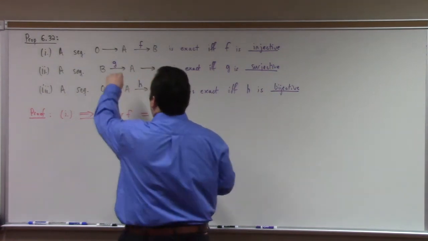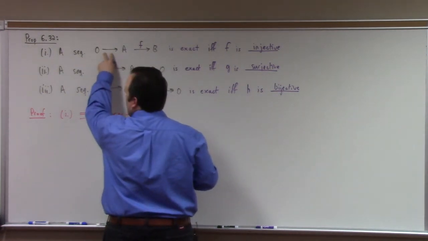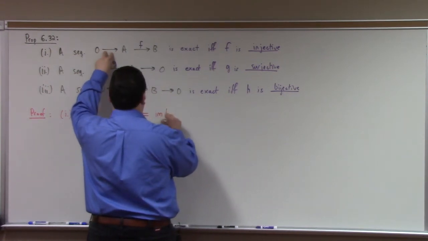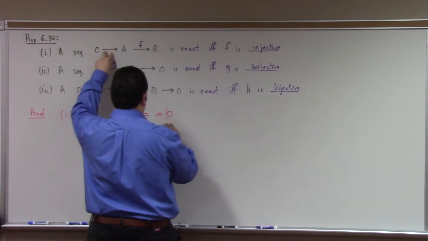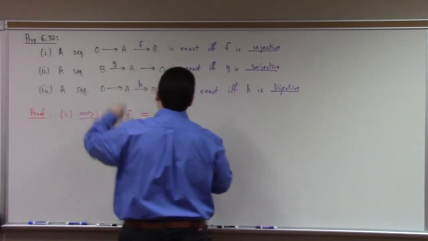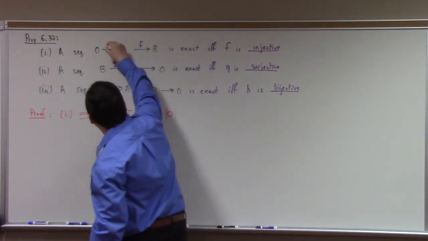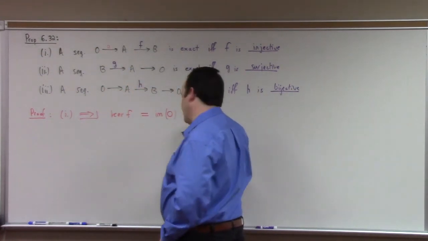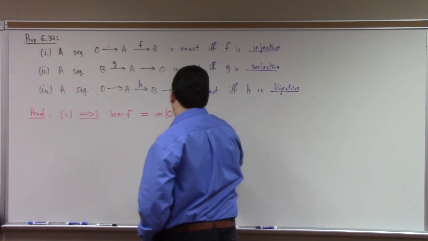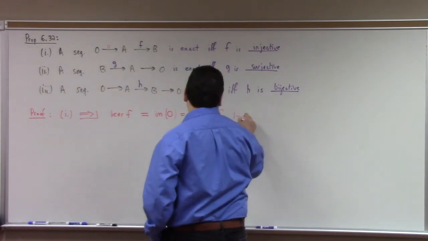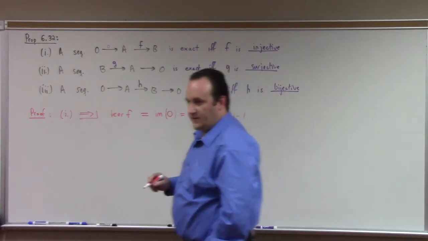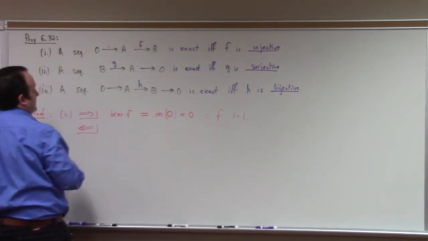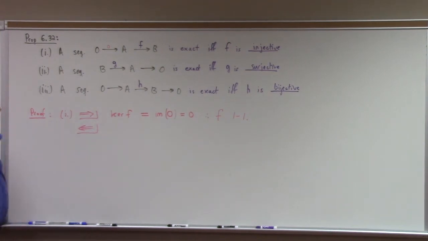So the image of this map, the only mapping here is the zero map, is the point. And you write 0. So anyway, that says that this is 0, so therefore f is one-to-one. How about the other direction? What do we need to prove that that sequence is exact?